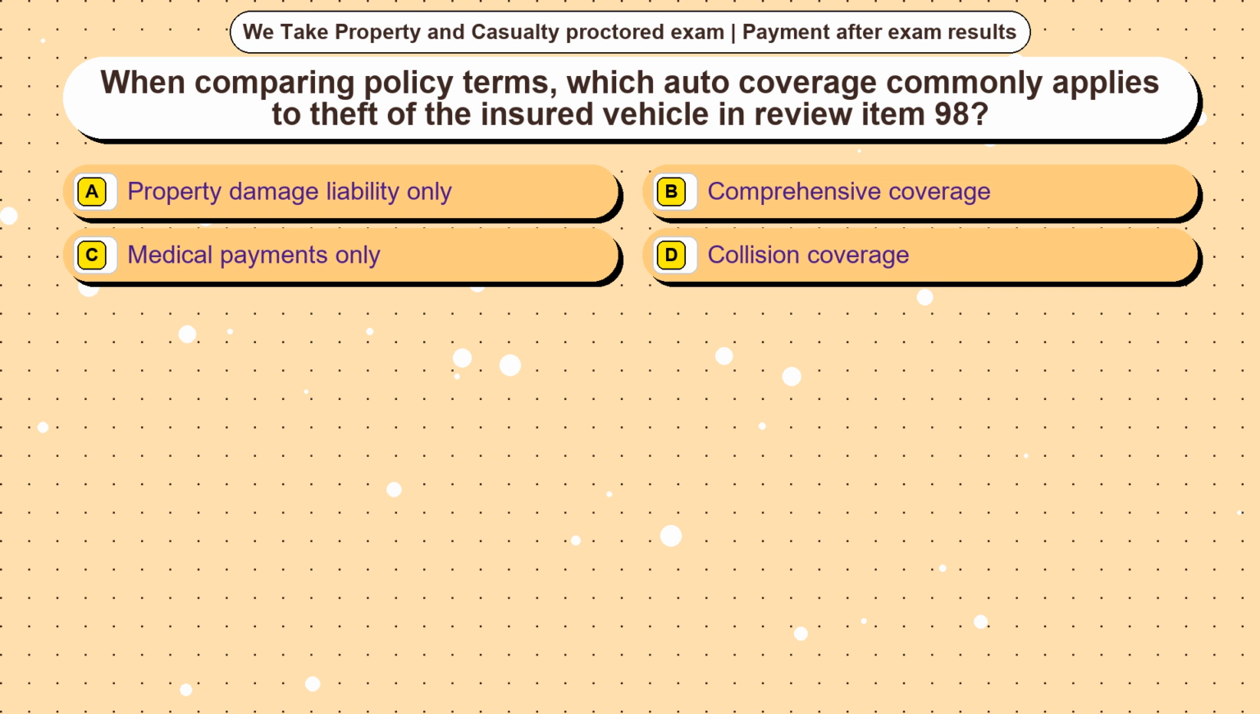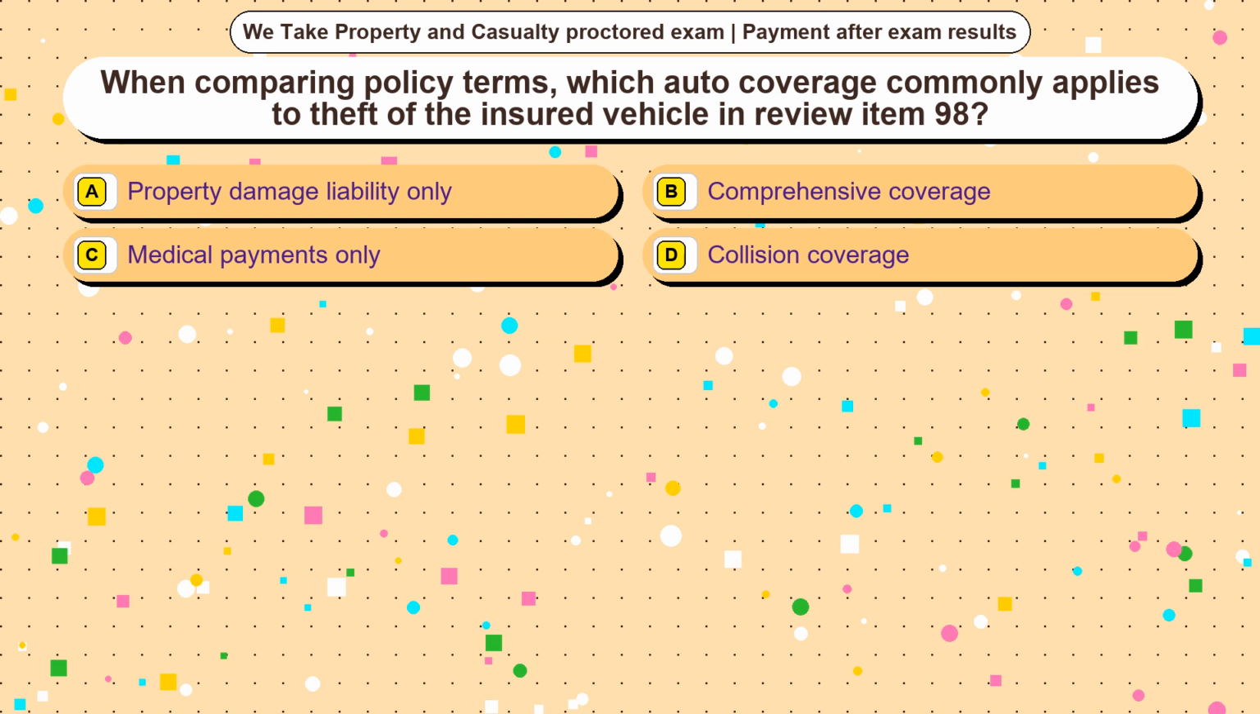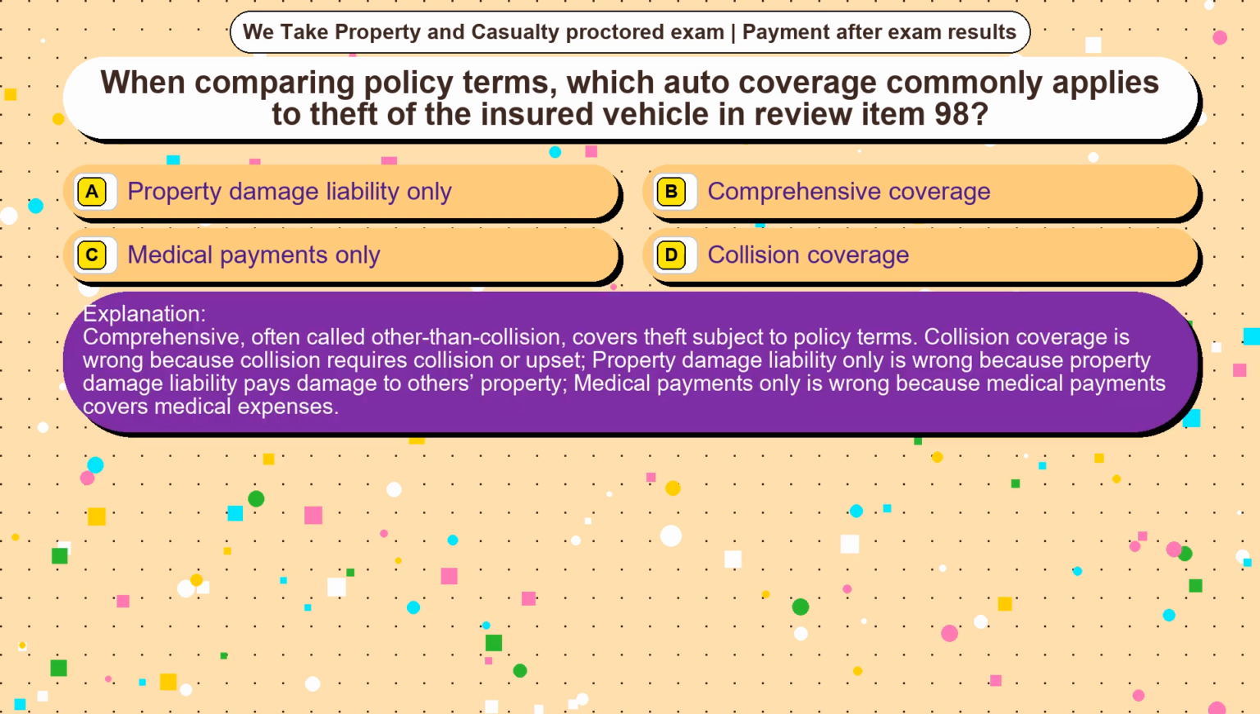Option A. Property damage liability only. Option B. Comprehensive coverage. Option C. Medical payments only. Option D. Collision coverage. The correct answer is option B. Comprehensive, often called other than collision, covers theft subject to policy terms.